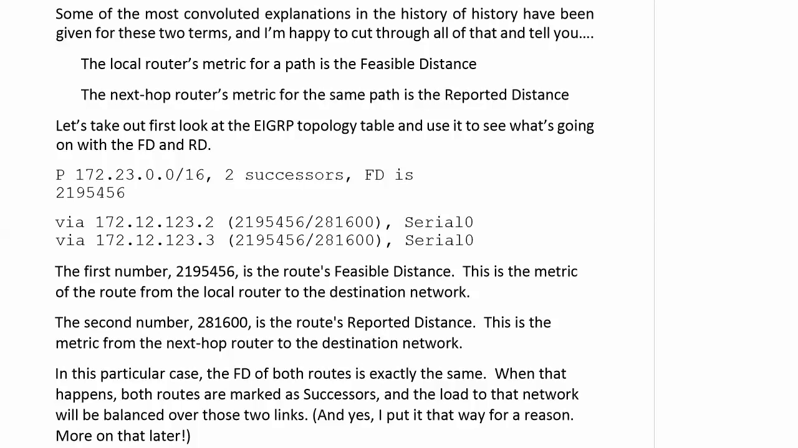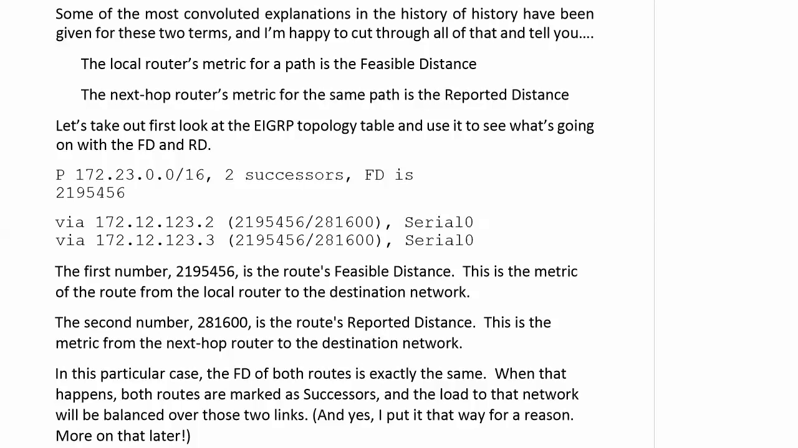Now, in this particular case, the feasible distance of both routes is exactly the same, and that's why we see the phrase two successors in the middle of that top line. We got the letter P followed by a network followed by two successors, and then feasible distance is 2195456. When the feasible distance of the routes is exactly the same, they're both going to be marked as successors. And the load will be balanced over those two links.